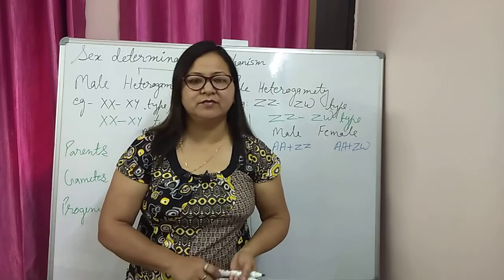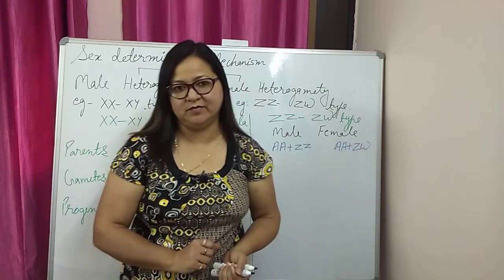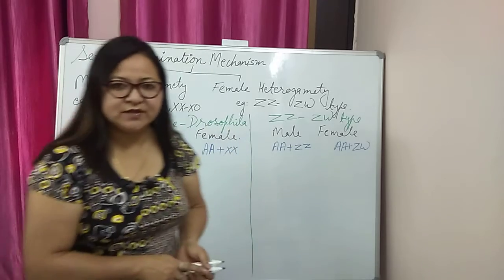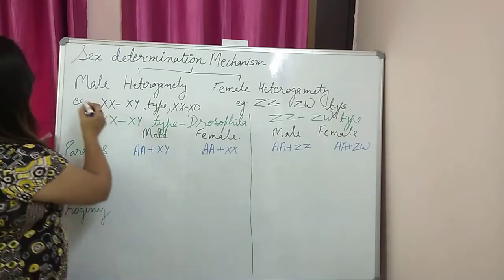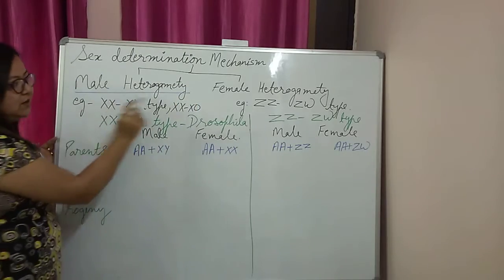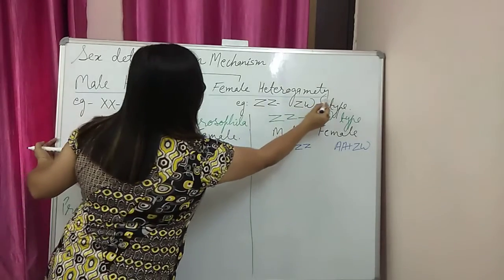Students, today I will explain the sex determination mechanism. Identification of sex at the time of zygote is called sex determination mechanism. If we study it, we can categorize it into two main headings: male heterogamety and female heterogamety.